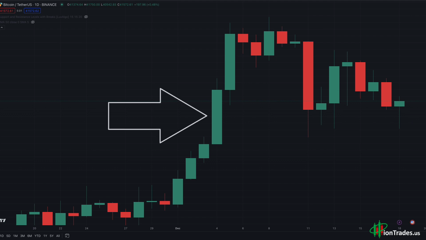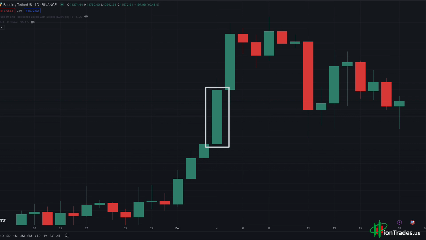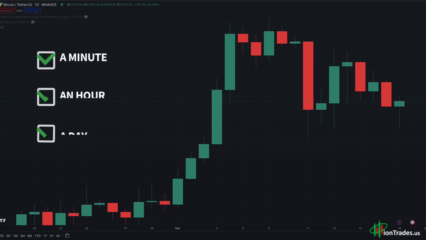So, what exactly is the real body? The real body is the rectangular-shaped area between the opening and closing prices of a candlestick. The length of the real body is crucial. It represents the price movement within that chosen time, whether it's a minute, an hour, or a day.